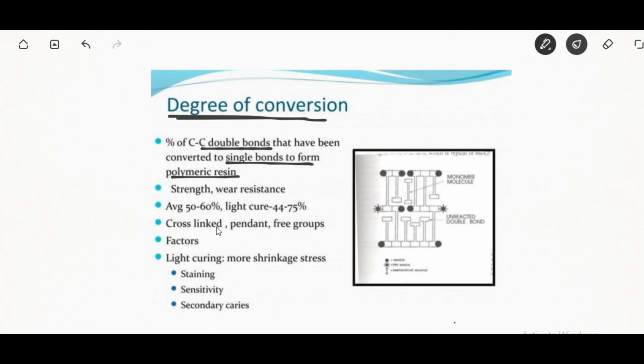Curing time, shade of composite. The darker shade polymerizes slower when compared to the lighter shade. The distance and the angle between light source and resin. The recommended distance is 1 mm. The intensity of light decreases as the distance is increased. The angle of the source should be 90 degrees to the resin. If the angle diverges from 90 degrees, then the intensity of light will decrease.